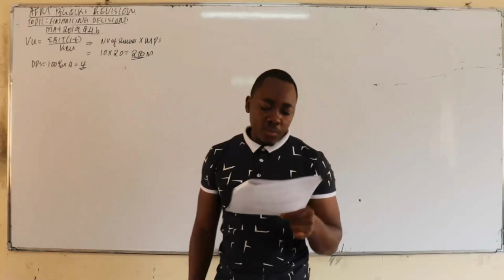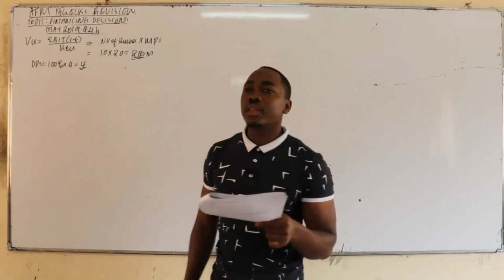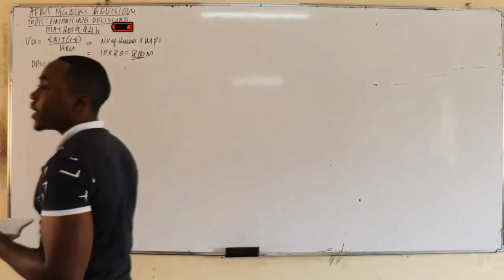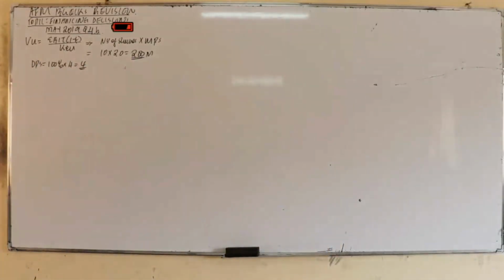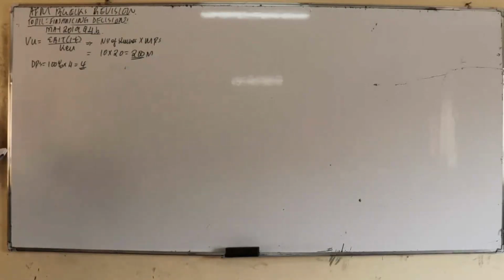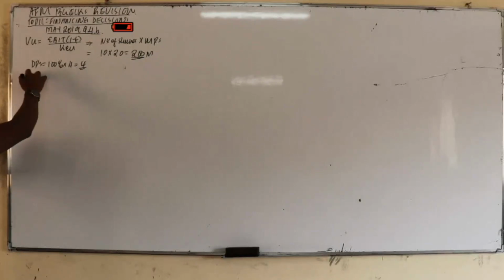The firm pays corporation tax at the rate of 30%. Required: using Modigliani-Miller propositions, determine number 1, the cost of equity before and after the issue of long-term debt. So now let's start with before, that means on its ungeared state.